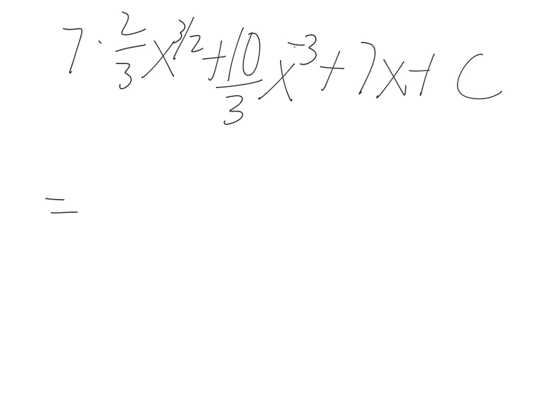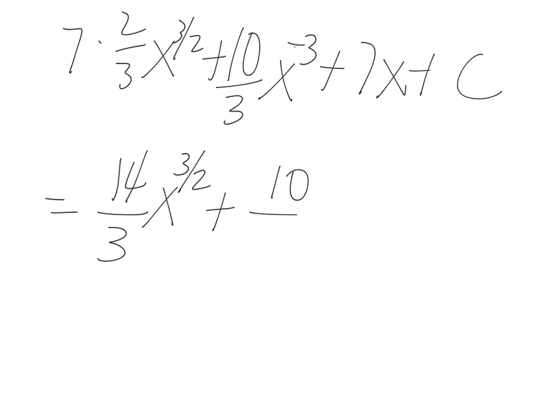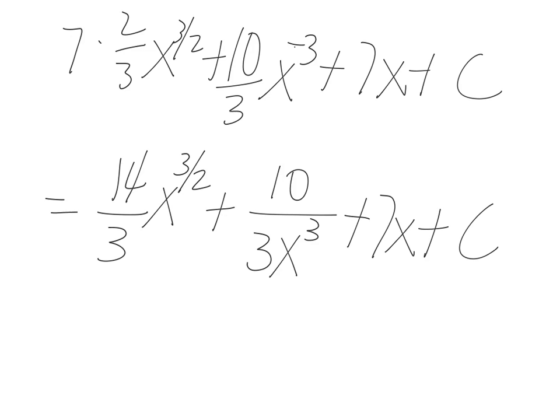So I'm going to multiply the 7 and the 2/3. That's going to give me 14/3 x to the 3/2. And then I'm going to write plus 10/3, and I want to make that x to the negative 3 have a positive exponent. So I'm going to write it in the denominator and make it x to the positive 3. Okay, and then I'm going to write plus 7x plus c.